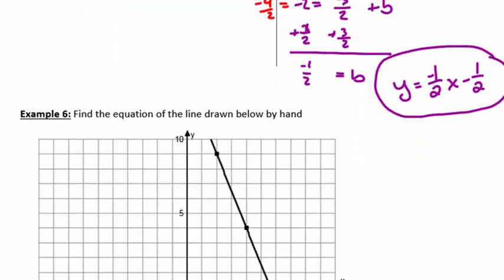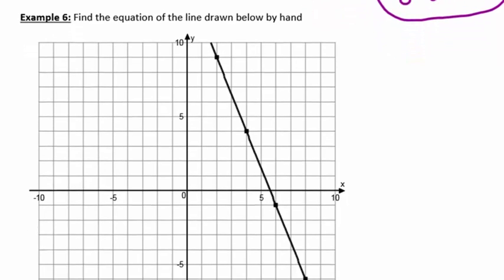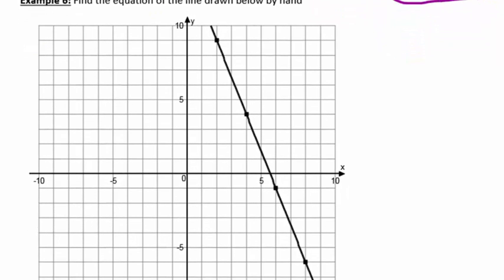In example 6, we want to find the equation of the line drawn. If the line is already drawn, we can see the slope by counting rise over run. So this line goes down 1, 2, 3, 4, 5 over a run of 2. So I can read from the graph that the slope is negative 5/2. If the y-intercept appeared on the graph, I could also read that off, but right now it's not appearing, so I'm going to need to pick a different ordered pair and use it to find b.